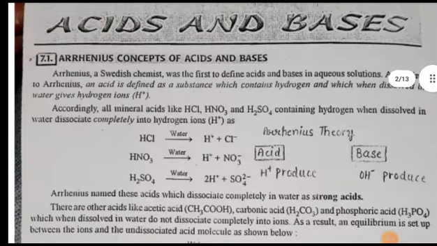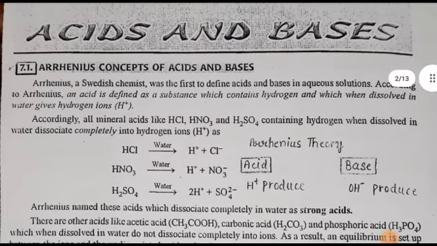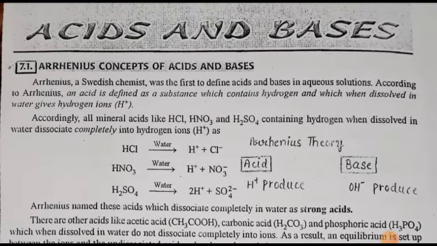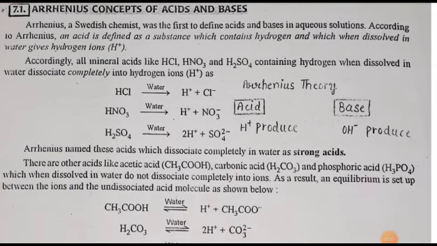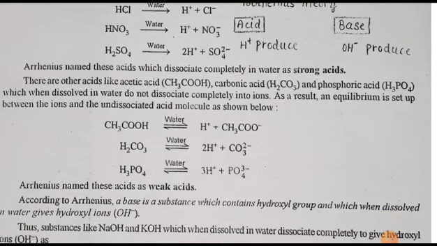Acids and bases. Arrhenius concepts of acids and bases. Arrhenius, a Swedish chemist, was the first to define acids and bases in aqueous solutions. According to Arrhenius, an acid is defined as a substance which contains hydrogen and which, when dissolved in water, gives hydrogen ions. All mineral acids like HCl, HNO3 and H2SO4 containing hydrogen, when dissolved in water, dissociate completely into hydrogen ions. Arrhenius named these acids which dissociate completely in water as strong acids.